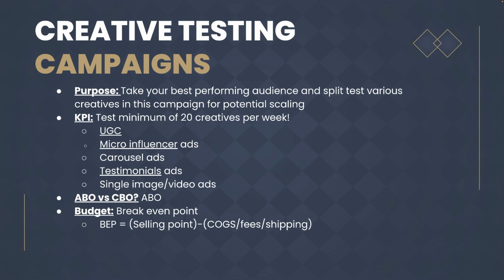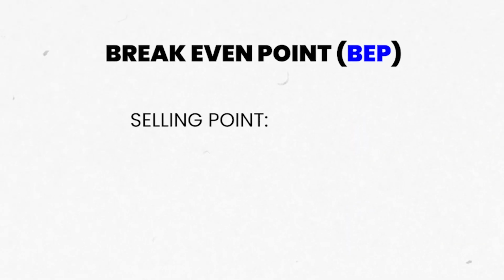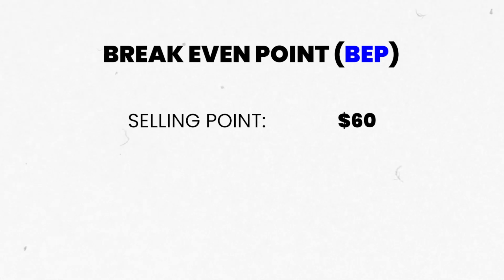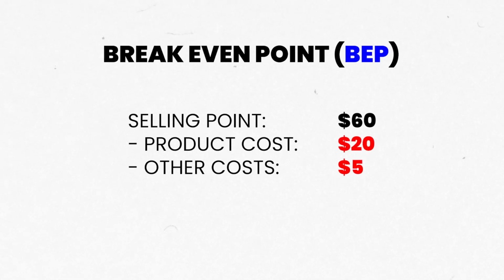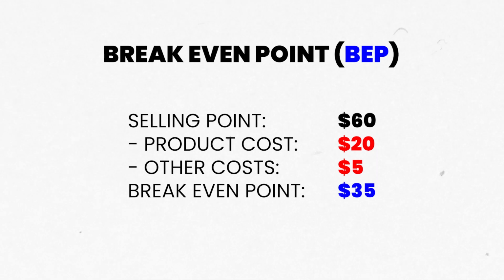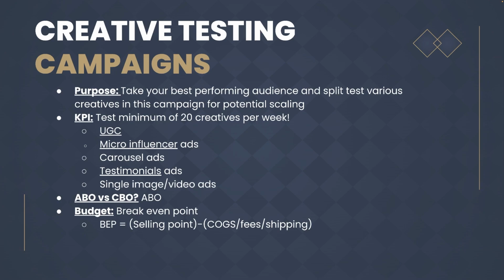For budget for each one of these creatives, I would recommend to have your break-even point. And let's say you're selling the product for $60. Let's say the product costs you $20. You have other fees and shipping. Let's say $25 max. So you have $35, which is your break-even point. And this is what you would spend on each of these creatives to see whether it works or not.